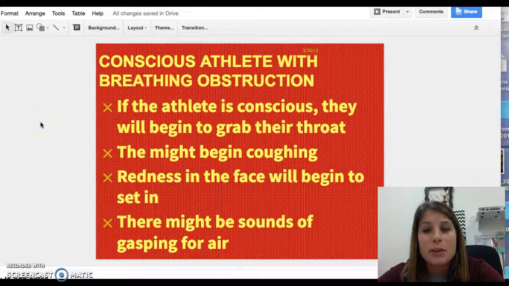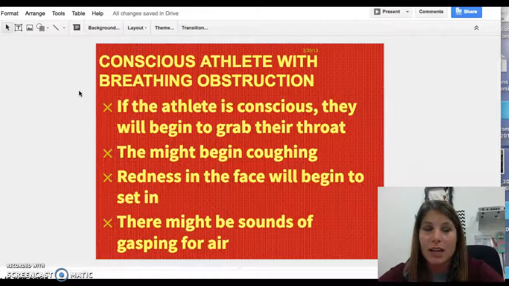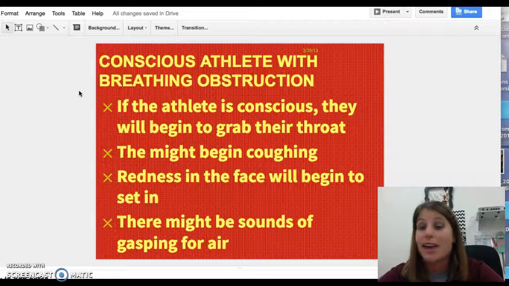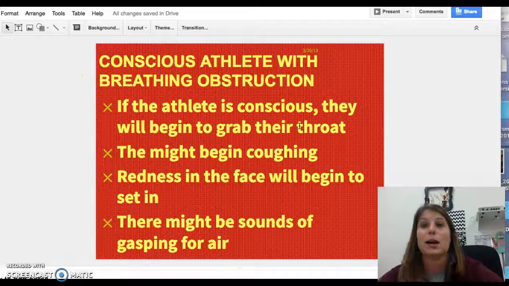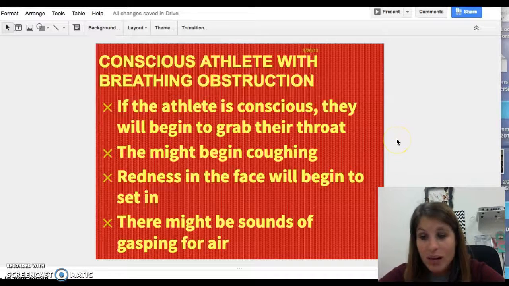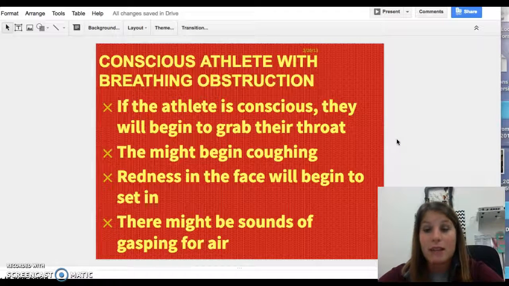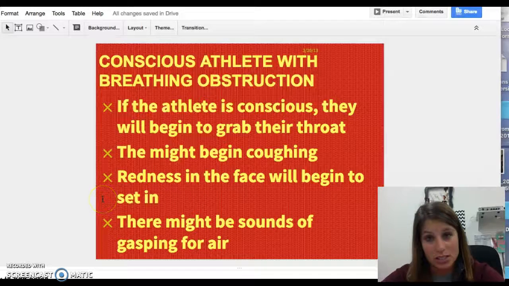The first way that we're going to deal with is a conscious breathing victim, somebody who is coherent. You ask, are you okay, and they can respond. You're going to see them grab their throat. That's usually the first time that we see that somebody is choking. You might be able to hear that they are coughing. If they are coughing, that means they have air going into their lungs. It might not be enough, but they do have some air. Redness in the face is because of that lack of oxygen, and you might hear a gasping for air sound. That's all because you have a conscious choking victim.